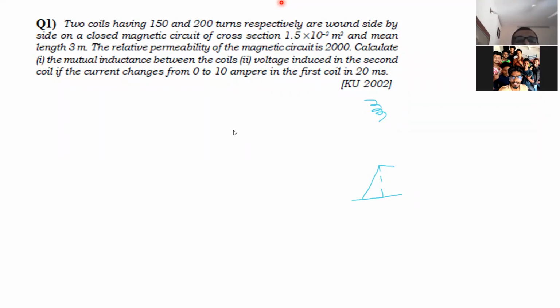Then how will I find the voltage induced in the second coil if the current changes? How do you do the second part? V is equal to M di by dt. Let us see the answer quickly.